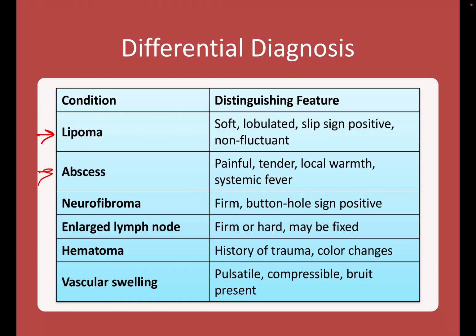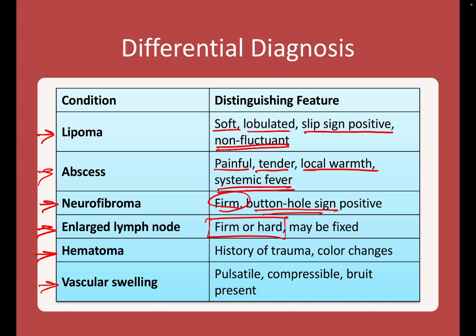Lipoma, abscess, neurofibroma, enlarged lymph node, hematoma, and vascular swelling are the differential diagnosis. In case of lipoma, it will be soft, lobulated, slip sign positive, and non-fluctuant. Abscess will be painful, tender, with local warmth, and systemic fever will be there. Neurofibroma will be firm, buttonhole sign positive. Enlarged lymph node is also firm and may be fixed. Hematoma will have a history of trauma and color changes. Vascular swelling will be pulsatile, compressible, and bruit will be present.